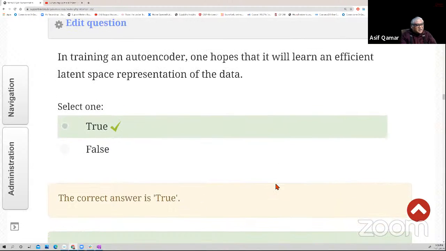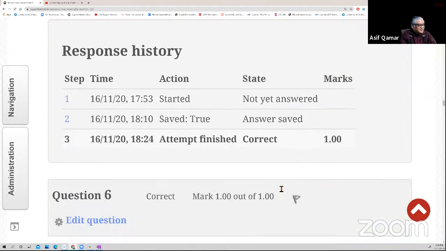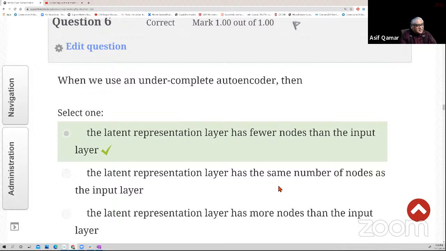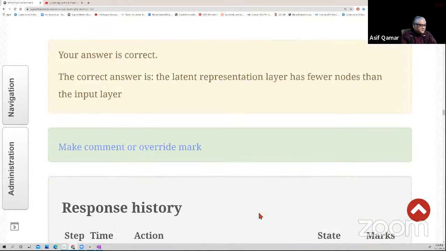In training an autoencoder, one hopes that it will learn an effective latent space representation of the data. Of course, that's the whole point of an autoencoder, practically its definition. Next question: when we use an undercomplete autoencoder, so what's an undercomplete autoencoder? It's an encoder which has a bottleneck, right? Fewer nodes in the hidden layer, the latent layer, than in the input or output layer. So which of these is true? The latent representation has fewer nodes than the input layer. That's it. The other ones, the same or more, are not correct.